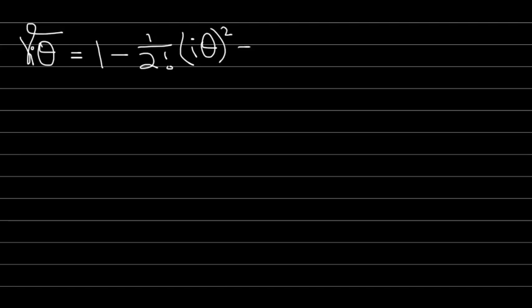Yeah, so actually let me write it down. So I have cosine of iota theta, which can be defined in terms of this Taylor series as 1 minus 1 over 2 factorial times (iota theta) squared plus 1 over 4 factorial times (iota theta) to the power 4, and of course, so on.